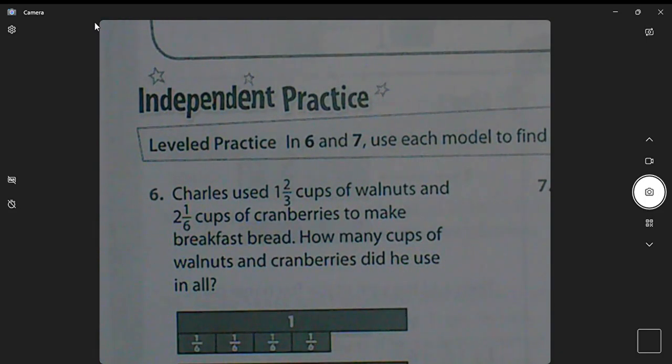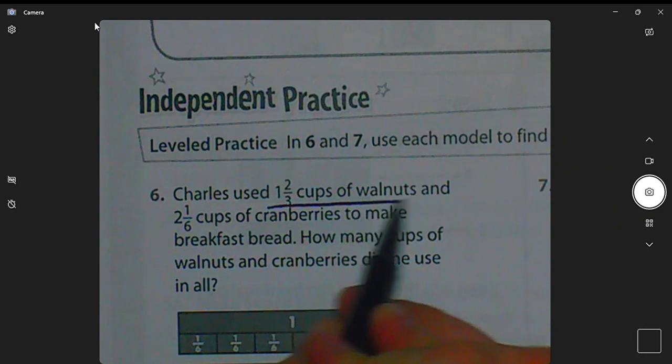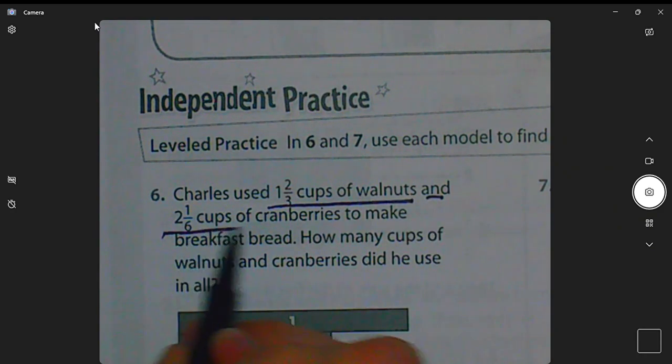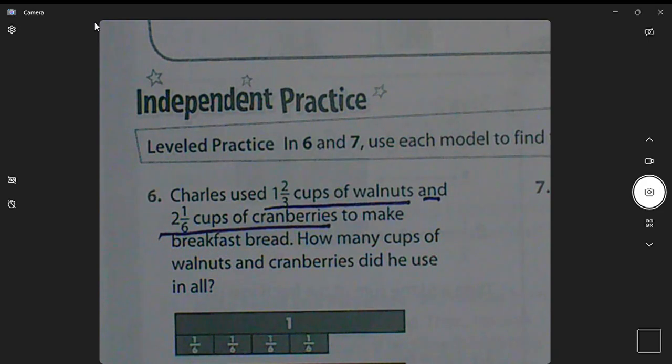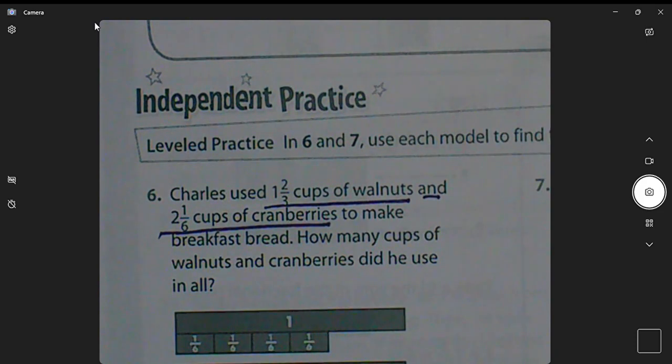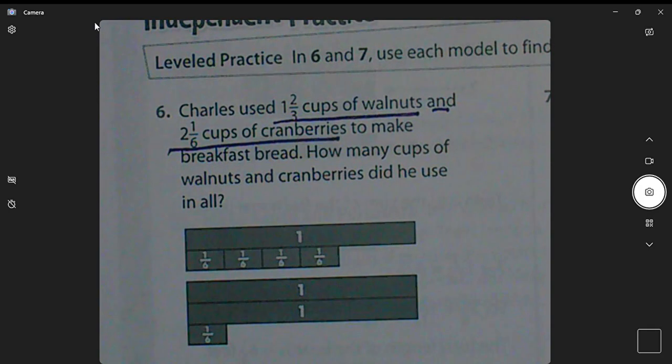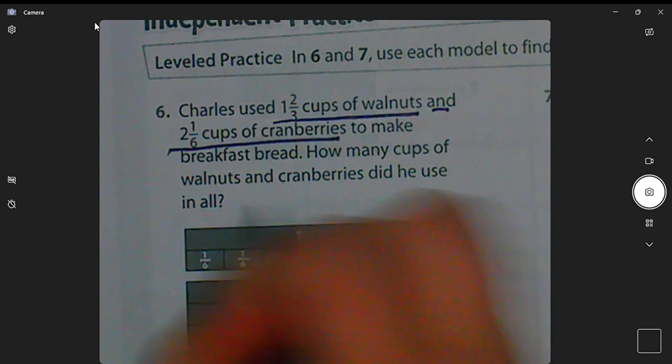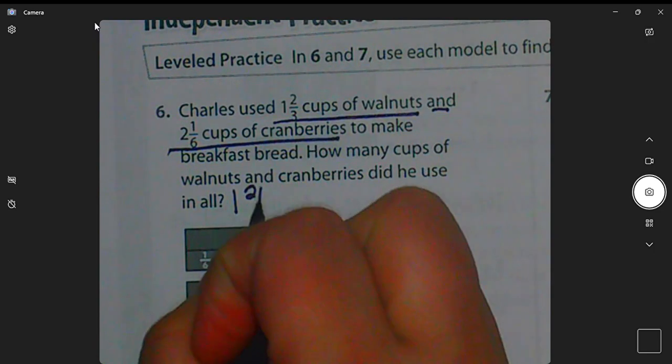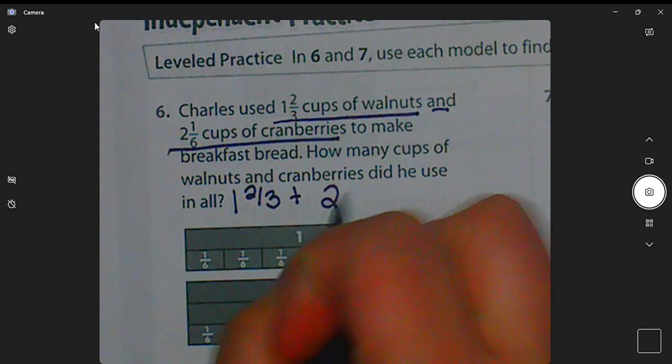Charles used 1 2/3 cups of walnuts. I feel that might be important information. And 2 1/6 cups of cranberries to make breakfast bread. Ooh, that sounds like it's going to be yummy. How many cups of walnuts and cranberries did he use in all? So, they've helped me out here. They used the models. But we don't know how many 6 are in 2/3. The problem that I see is 1 2/3 plus 2 1/6.